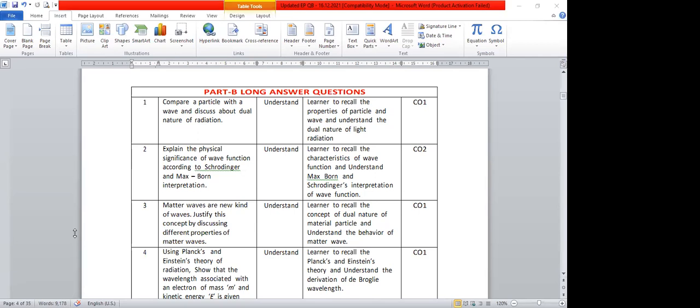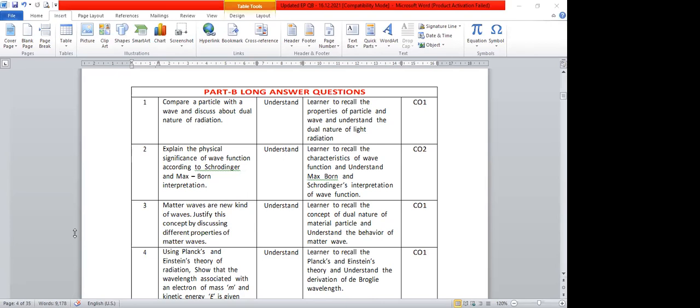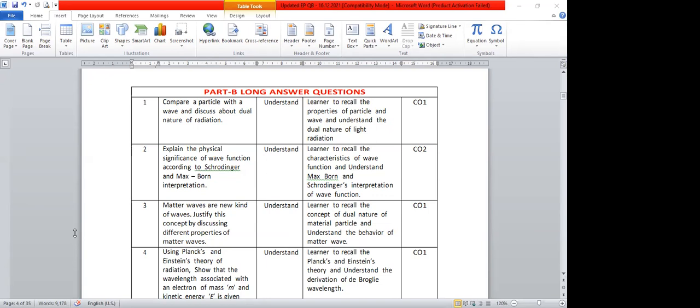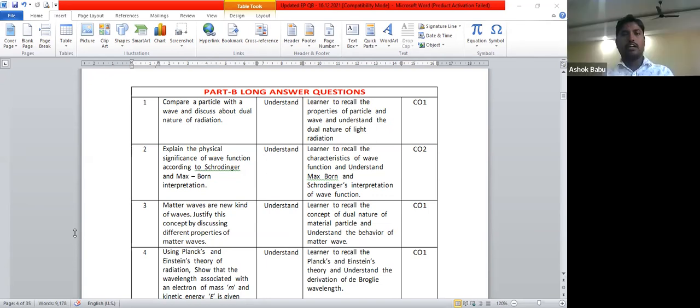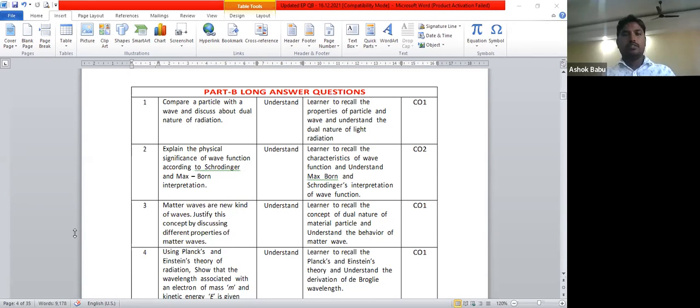Explain the physical significance of wave function according to Schrodinger and Max Born interpretation. What is the physical significance of wave function? Psi square is proportional to the probability of finding a particle, sir. It is a normalization condition. The integral with limits from minus infinity to infinity of psi square dx equals 1, if the particle is present.